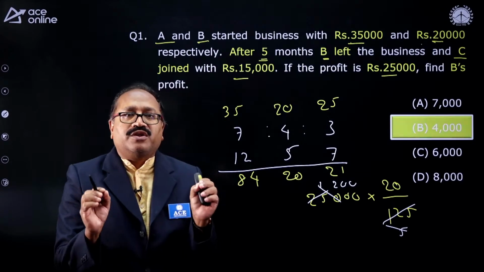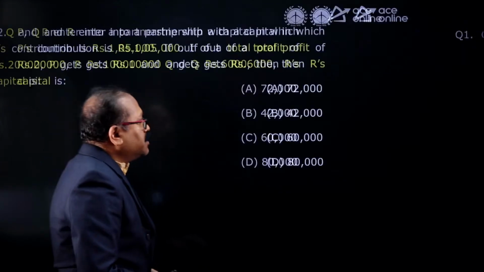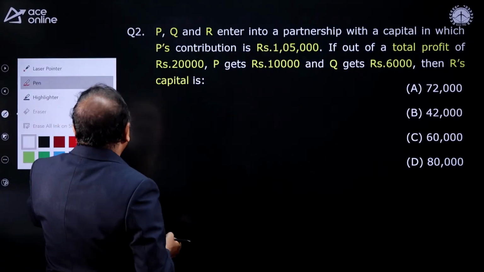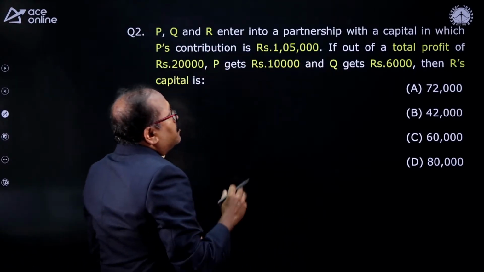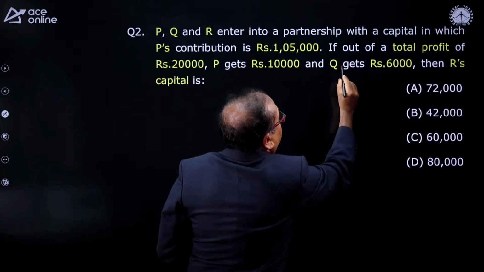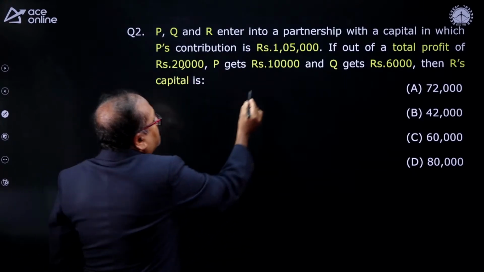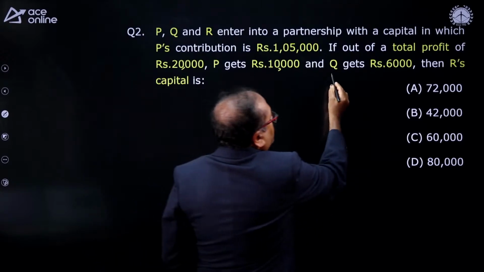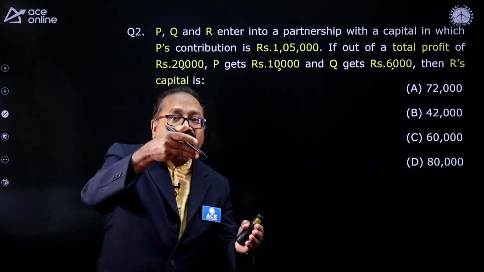There will be very ordinary questions. So the moment I look at the question, I should know how to respond to this. Second question, without wasting your valuable time. P, Q and R enter into a partnership with a capital in which P contributes rupees 1,05,000. If out of the total profit of rupees 20,000, P gets 10,000, that is half, and Q gets 6,000, then what is R's capital?